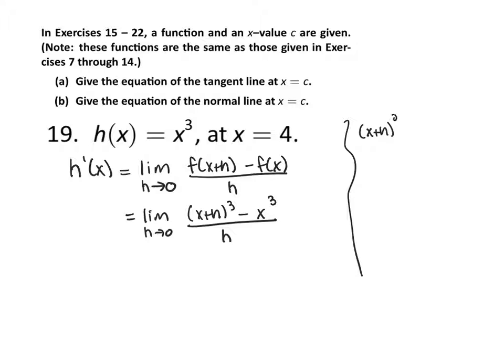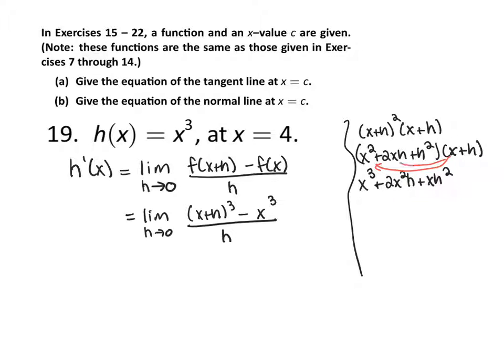x plus h, which is x plus h squared multiplied by x plus h. I know this first one to be x squared plus 2xh plus h squared, and then I'm going to multiply through by x plus h, which gives me x cubed plus, I'm going to multiply the x's first, 2x squared h plus xh squared. So that was multiplying the x through to everything. And now I'm going to multiply the h through to everything.